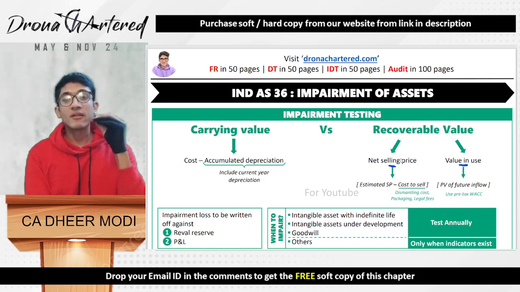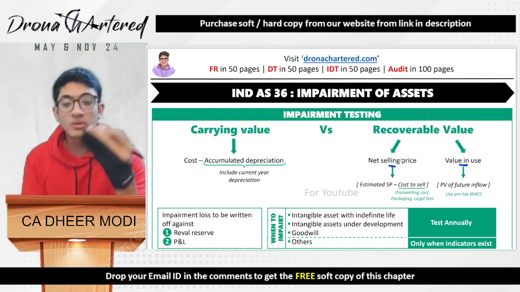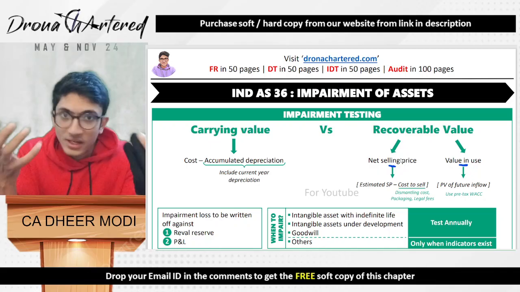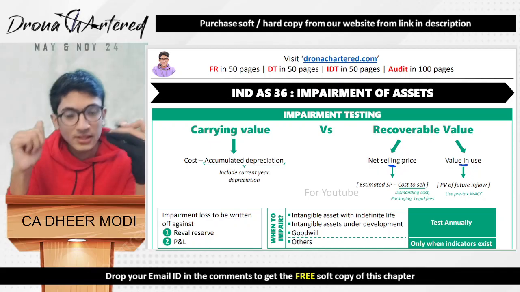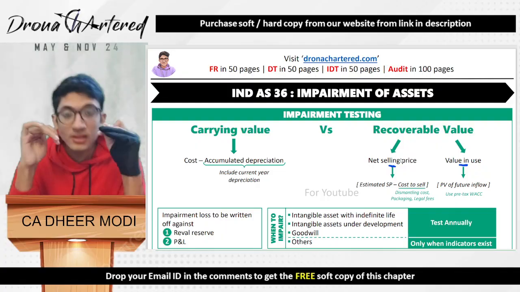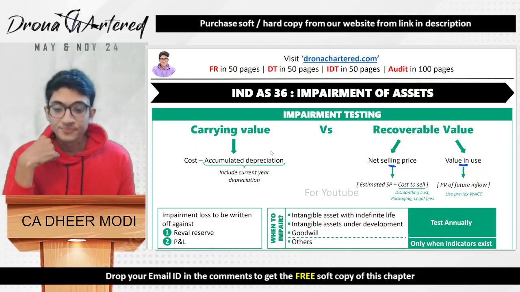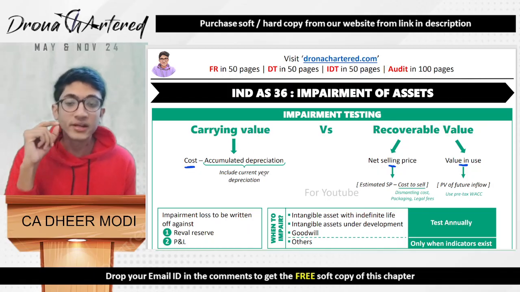Whenever you do impairment testing, you will be comparing carrying value, because that is what is shown in the books, and your recoverable value, because an asset is what? Future economic benefits. Future economic benefits is basically what will be the recoverable value of the asset. That means what is the asset actually worth today based on the benefit that it will be giving me in the future. Therefore your carrying value is your cost minus your accumulated depreciation.